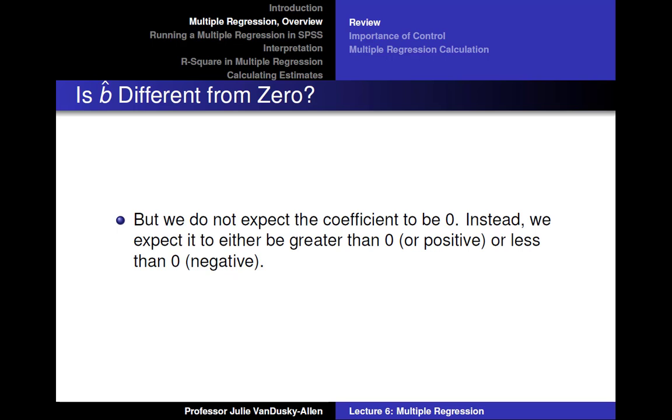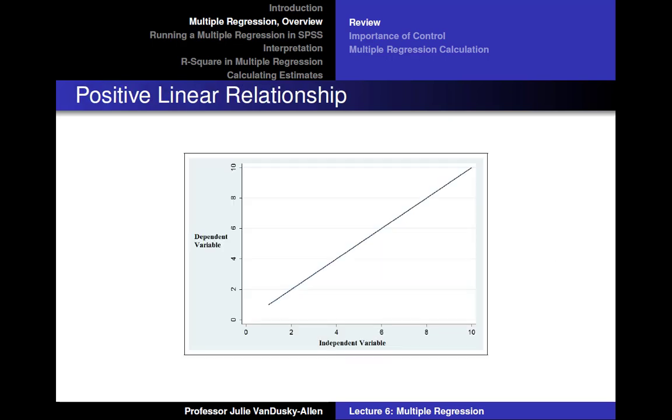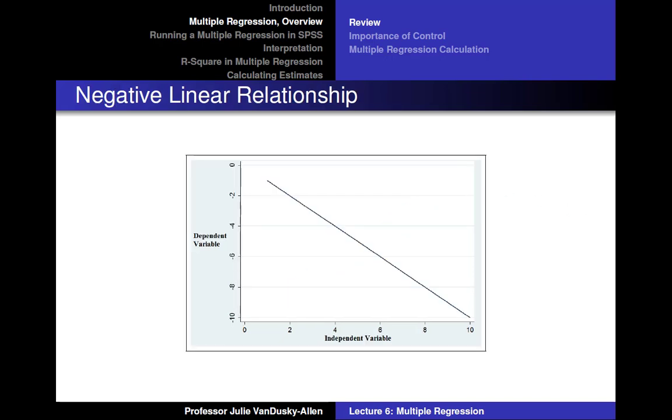However, we expect the independent variable to have an effect on the dependent variable, so we don't expect the coefficient b hat to be 0. Based on our hypothesis, we expect it to be greater than 0 or less than 0. If we expect there to be a positive relationship between our independent and dependent variables, we expect that as the independent variable increases, the dependent variable increases. Hence, the coefficient b hat for this line would be greater than 0, or positive. If we expect there to be a negative relationship, we expect that as the independent variable increases, the dependent variable decreases. Hence, the coefficient b hat for this line should be less than 0, or negative.